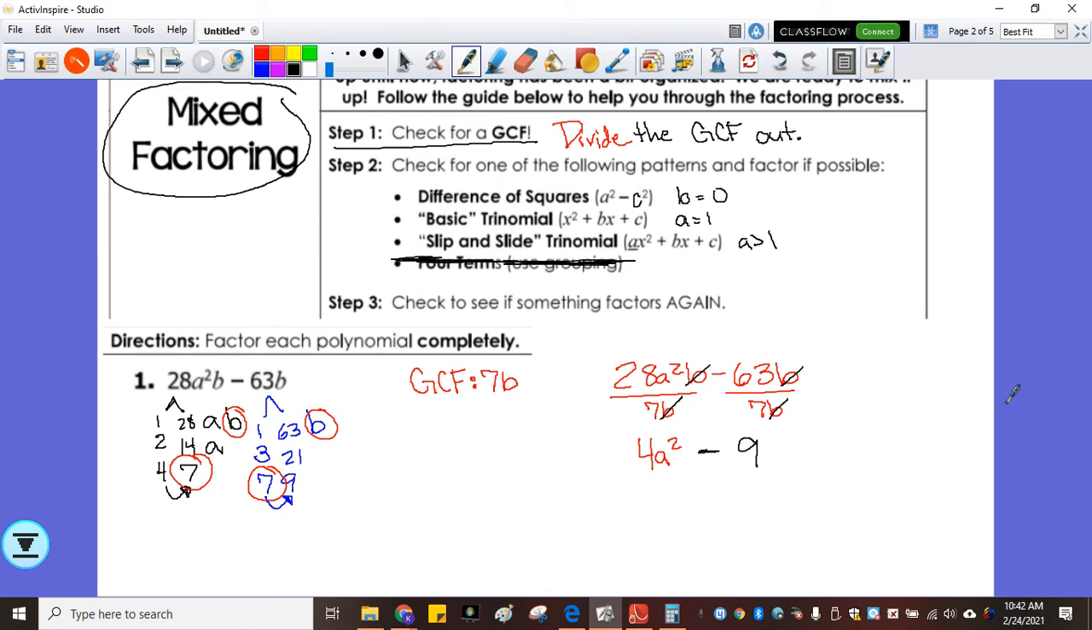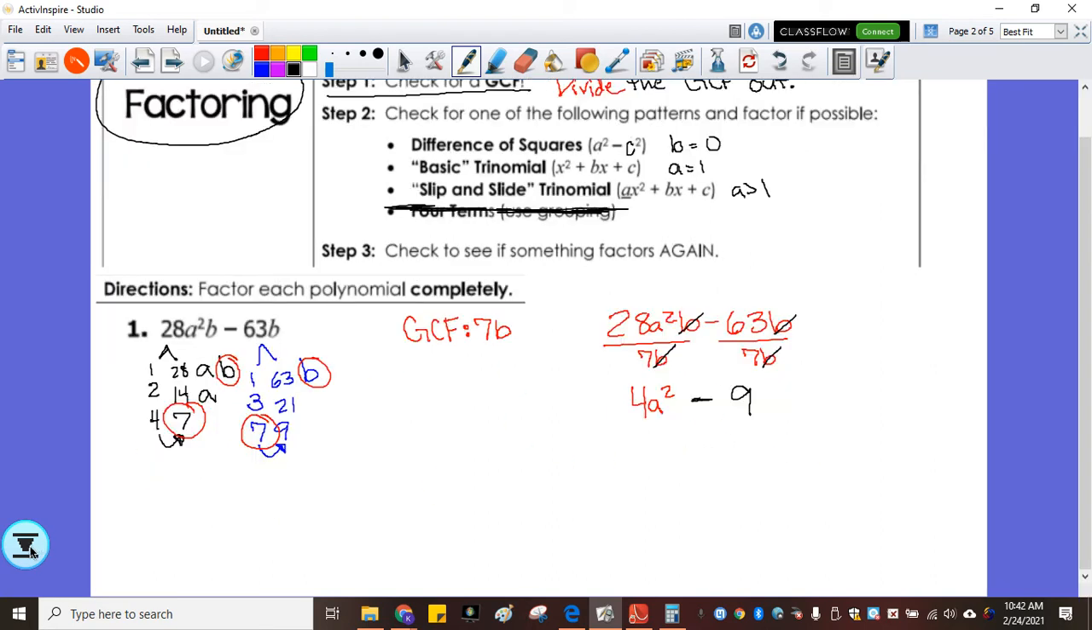Okay, we're still not done with this question because there's more. This is factoring out the greatest common factor, but now this is difference of squares, a squared and c squared. And how I know that is that these are perfect squares. Do you guys know your perfect squares? If you don't know your perfect squares, you need to make that list. So we'll make it up here.